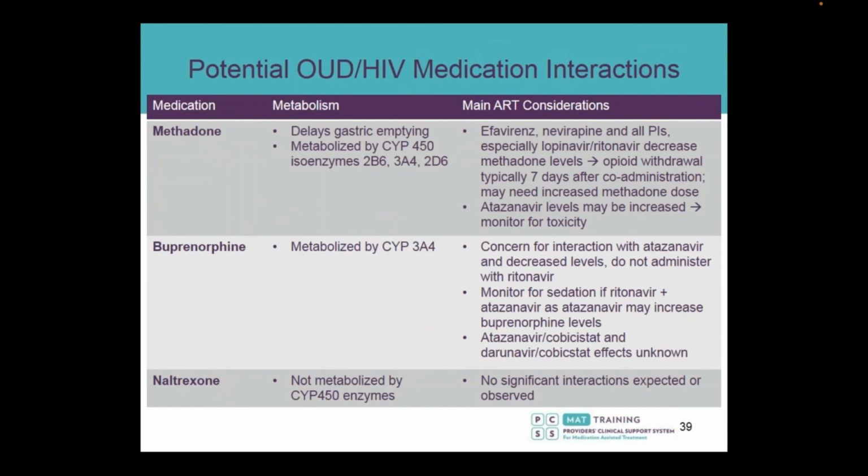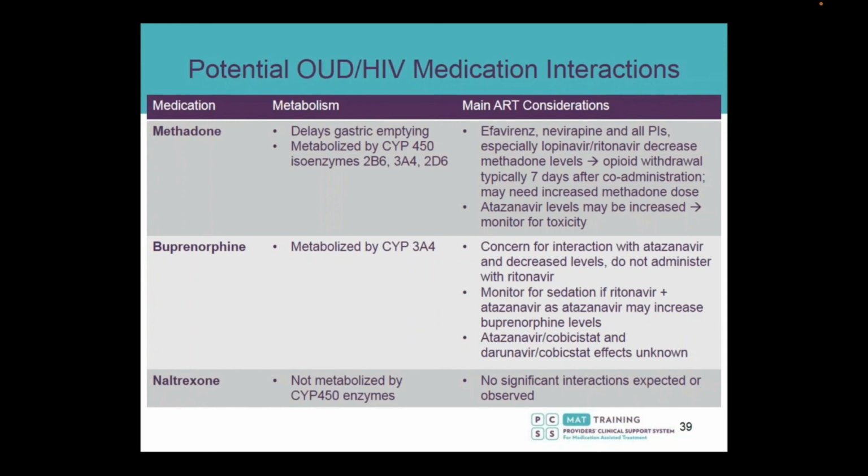One thing we always have to consider with antiretroviral medication is any potential interactions, especially with medications used to treat opioid use disorder. So methadone, which is metabolized by cytochrome P450 isoenzymes 2B6, 3A4, and 2D6, does have some interactions with older antiretroviral medications used to treat HIV, and these include efavirenz, nevirapine, and some of the older protease inhibitors.